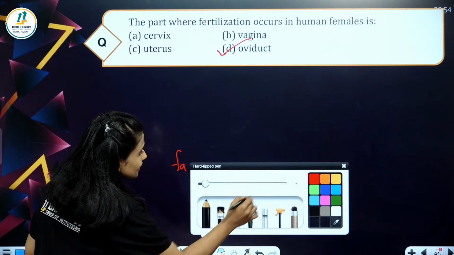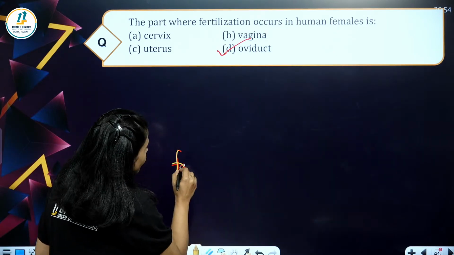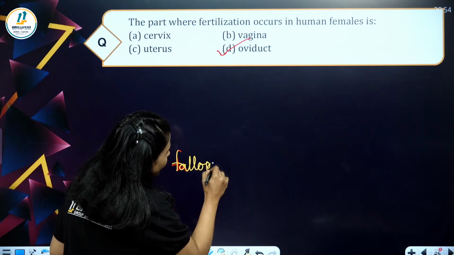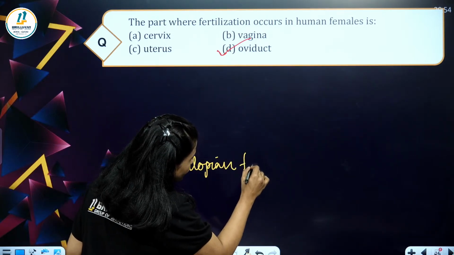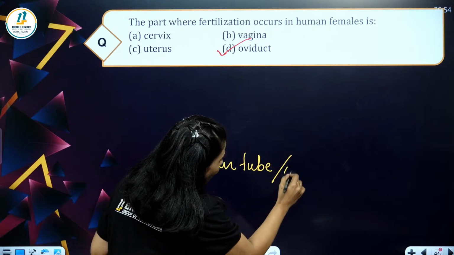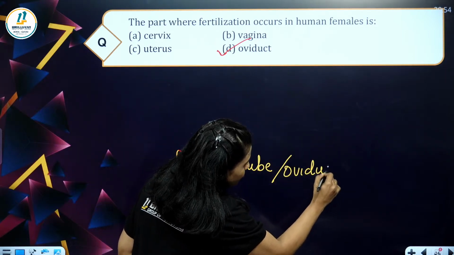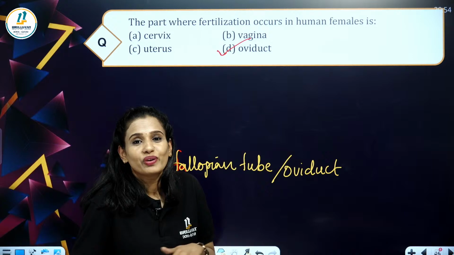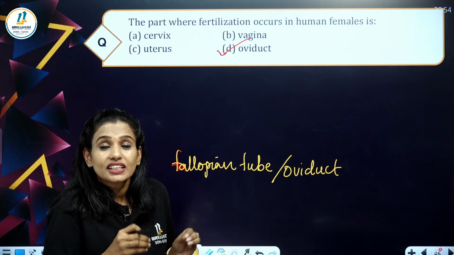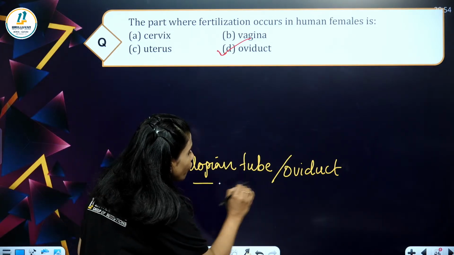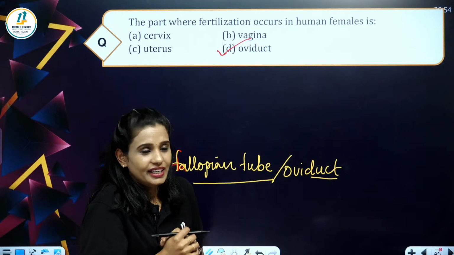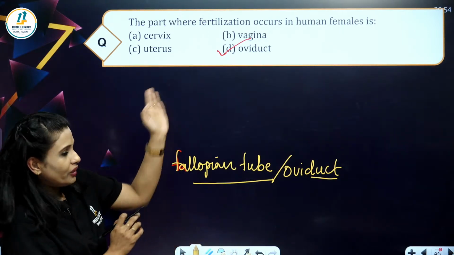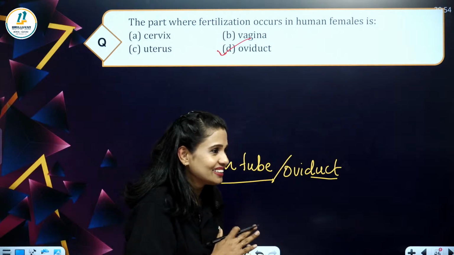Otherwise, what is it known as? Fallopian tube or oviduct. The fertilization takes place in the fallopian tube or oviduct. So, oviduct. D is the correct answer.